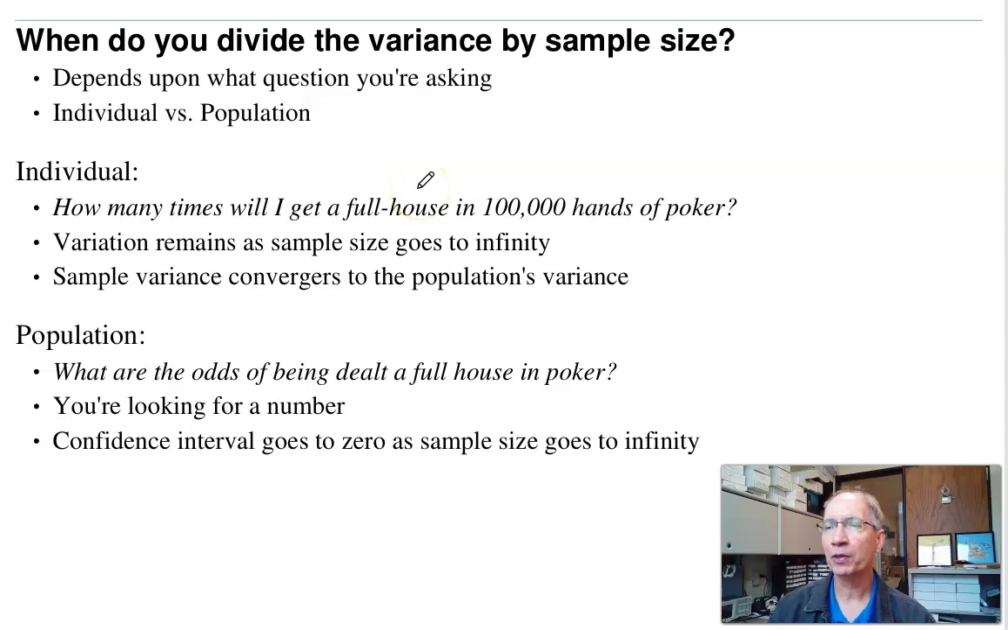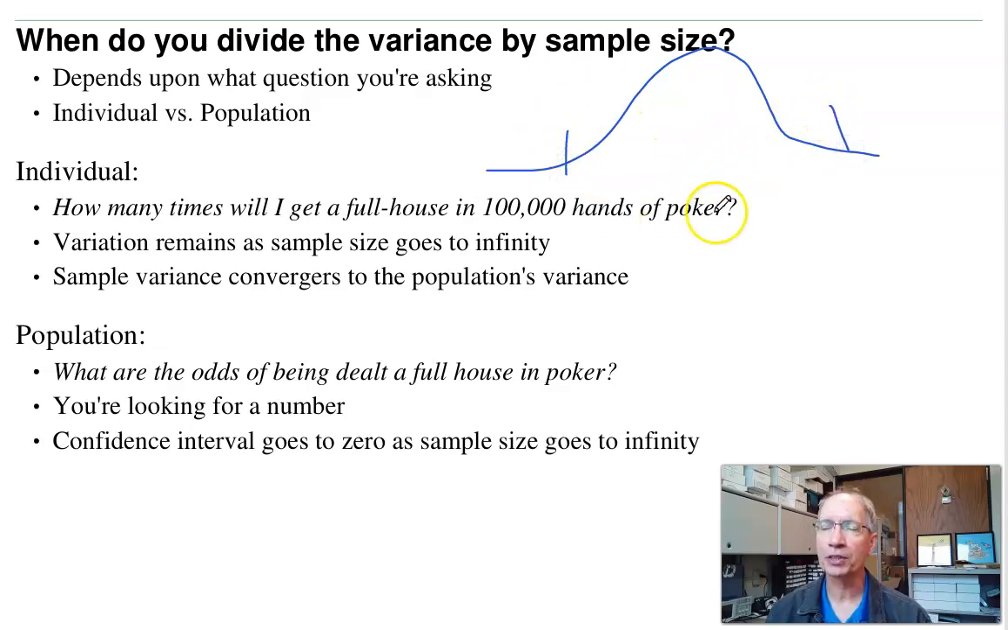How many of them will be a full house? That is a binomial distribution. It's got some spread. That spread doesn't change with the sample size. If I keep on repeating over and over again, I eventually get the correct spread, but the spread is always there. This is an individual. I'm going to say deal out 100,000 hands one time. If I do that, I don't divide by n. That variability is always there. The variance converges to the population's variance. The sample size goes to infinity, but it doesn't go to 0.